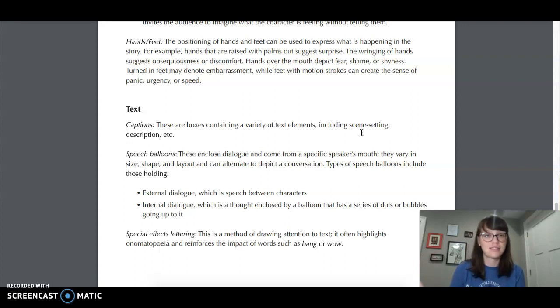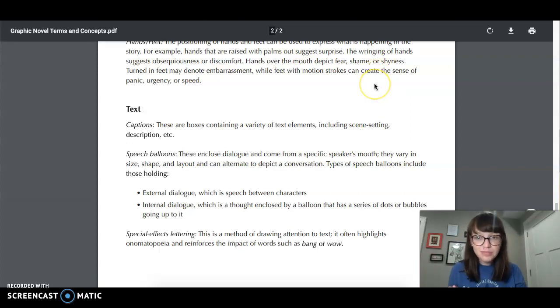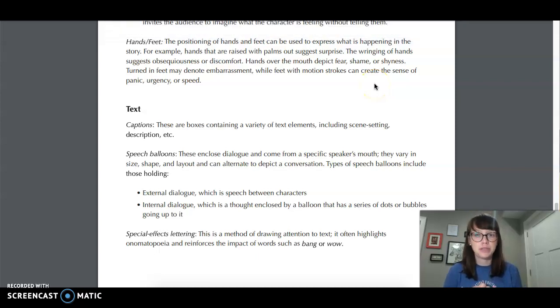So that's pretty self-explanatory. But if we look at captions and speech balloons, I'll go ahead and tell you, page 7 does not have any captions because all of the text on page 7 are speech balloons and specifically external dialogue because people are talking to other people. Internal dialogue is like a narrator over a movie. It doesn't happen too often in movies anymore, really, but that's kind of the idea.